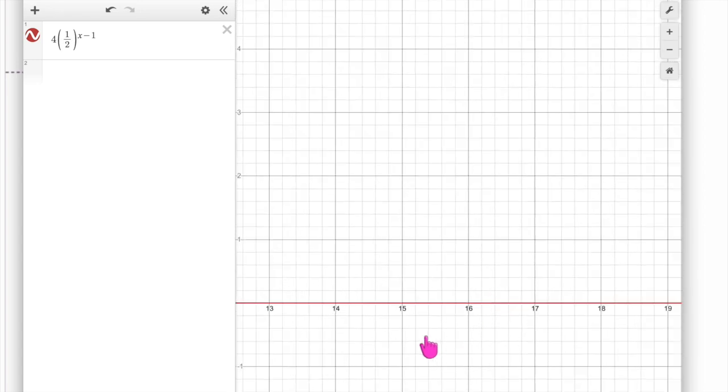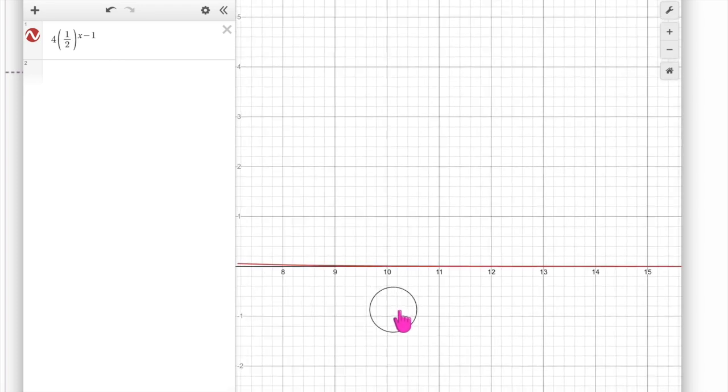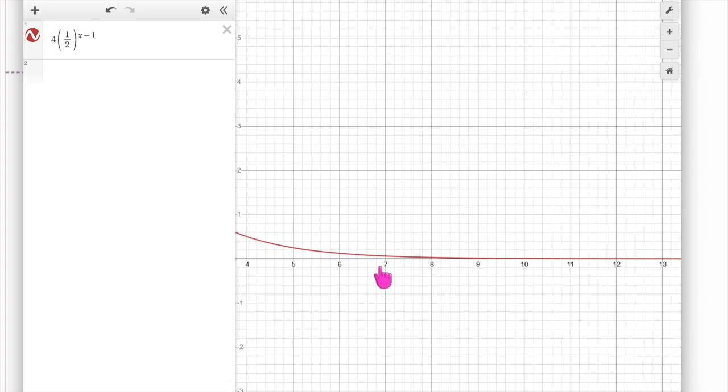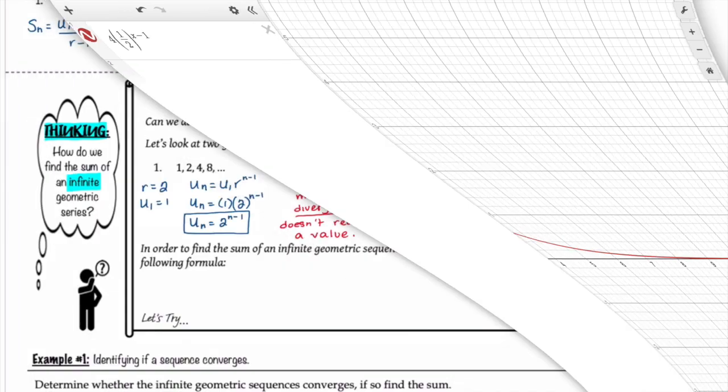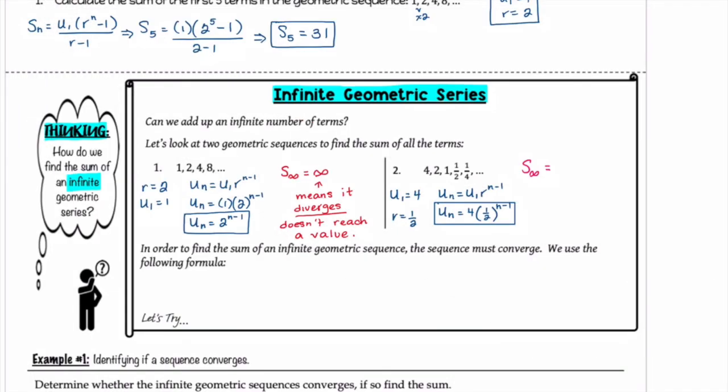Let's get closer. It's looking like it's heading to 0, or getting very close to 0. Which means that it converges. All that means is that it makes it or gets very close to a specific value. So why does a function sometimes diverge and sometimes converge?